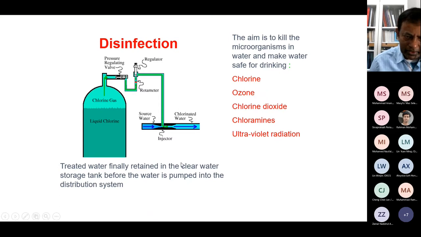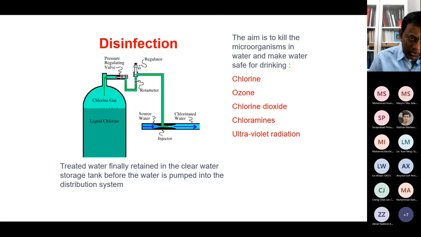So treated water is finally retained in the clear water storage, that is at the bottom of the treatment plant. Normally you have a tank which will be injected with chlorine, which means having introduced chlorine, this water will go into the tank and be retained for a certain period of time. They will take samples and test in the laboratory, and if the quality is okay, then they will pump the water to the distribution system. Why? They want to make sure that the bacterial populations are all eliminated.